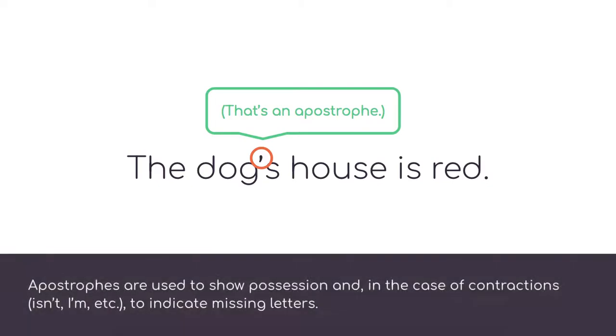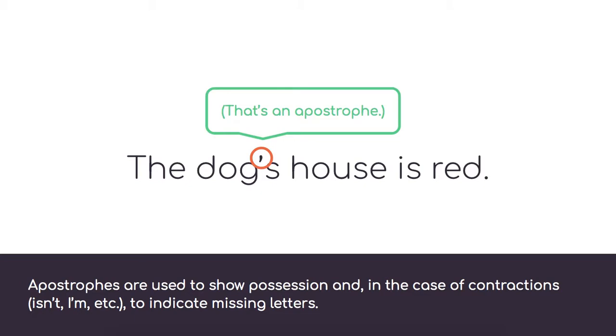Now, if you don't already know, apostrophes are used to show possession and, in the case of contractions, to indicate missing letters. So by possession, what I mean is if you have a noun, a person, place, or thing that owns something else, we have to show that ownership somehow. And the way we do that in English is we use an apostrophe and an S. But apostrophes have another job too, and it's to indicate missing letters when we have contractions.